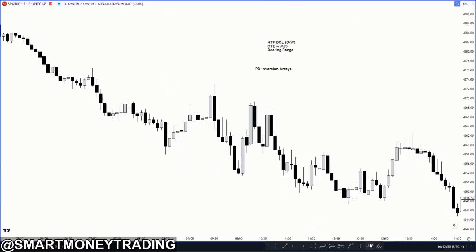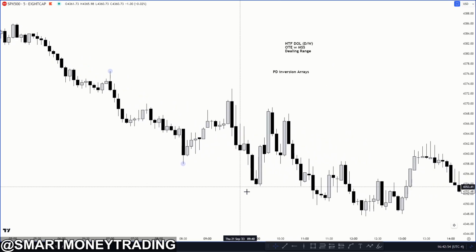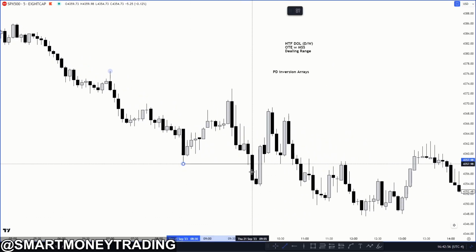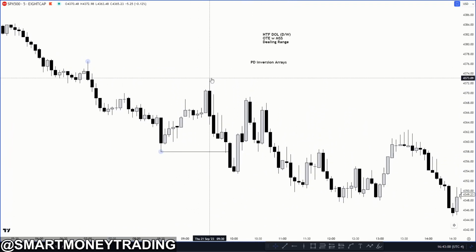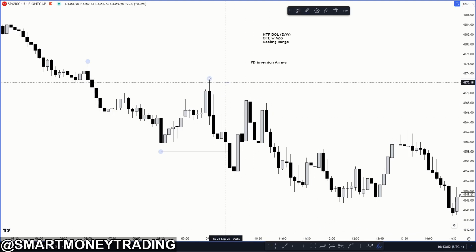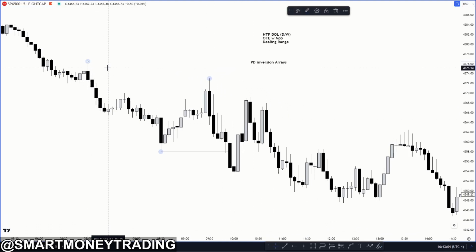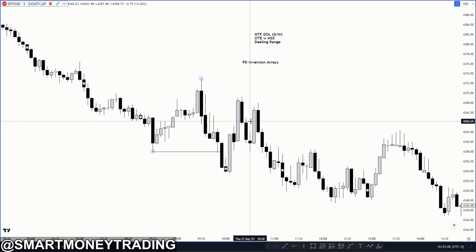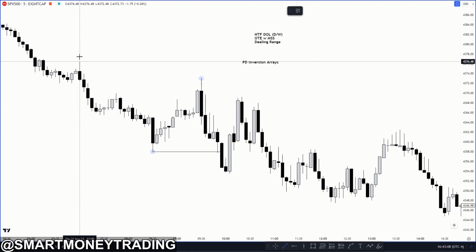Pretty much this is your external range of liquidity up here and then down here on the 5-minute. So as soon as you see your market structure shift right here, and then you can see pretty much a new dealing range was created. Since we never broke above these highs, but we broke below that low, a new dealing range was created because we're not going to reach up here.